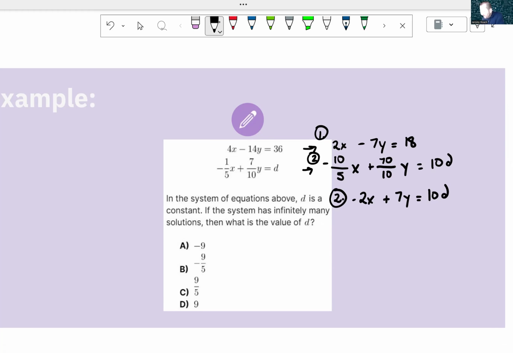Okay, now the last thing we want to do is make sure that if they're equal to each other, that means they have infinitely many solutions. So let's make this negative 2x equal the 2x. If we times by negative 1 on both sides, then we get 2x minus 7y equals negative 10d. Now we can see that the 2x and the negative 7y are the same. And if it has infinitely many solutions, that means that they're equal.